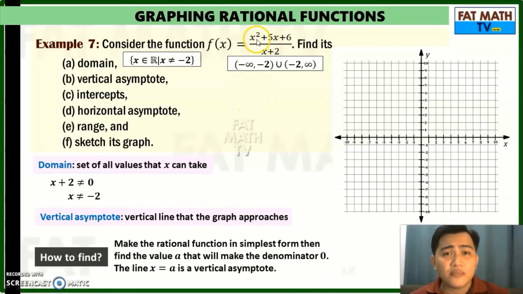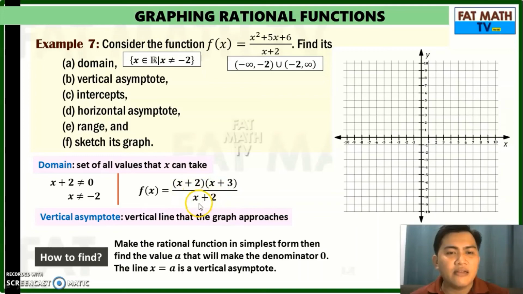Let's see. x squared plus 5x plus 6 can be factored as x plus 2 times x plus 3. And then you will see here that we have x plus 2 on the numerator and another on the denominator, and that can be cancelled. And you will be left with f of x equals x plus 3.